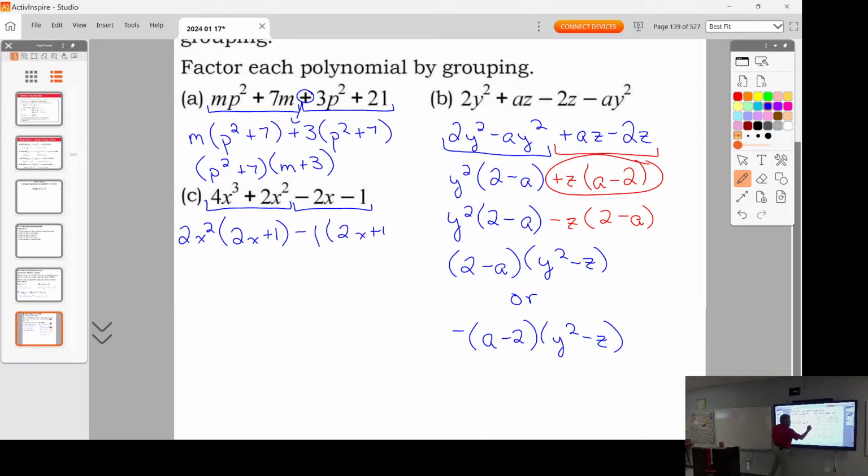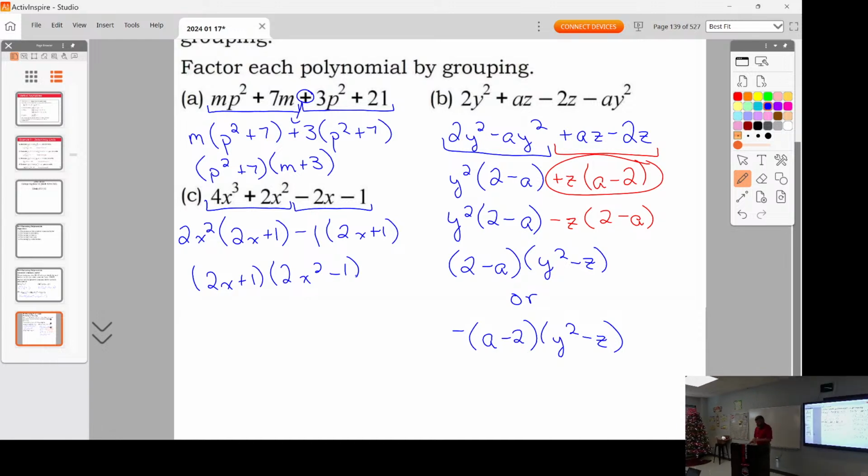Okay. Next step, factor out 2x plus 1 leaves us with? And are we done? Is 2 a perfect square? 2 is not a perfect square, so no. If it had been a 4 or a 9, we would not be done. Okay? But always be looking.